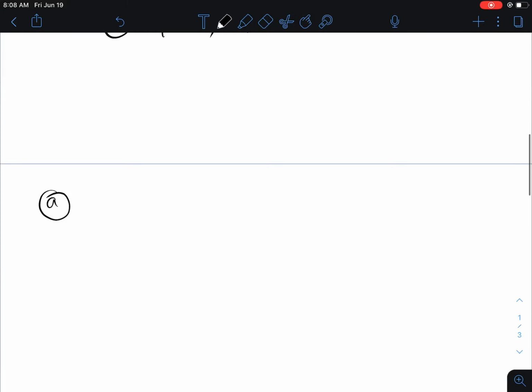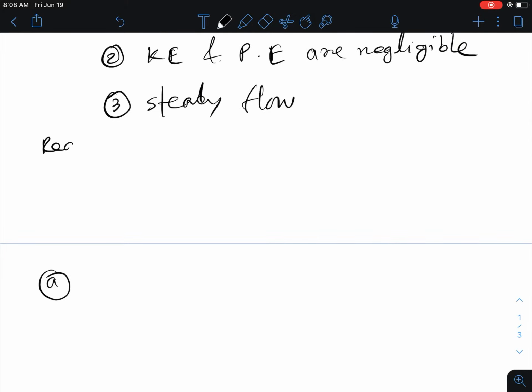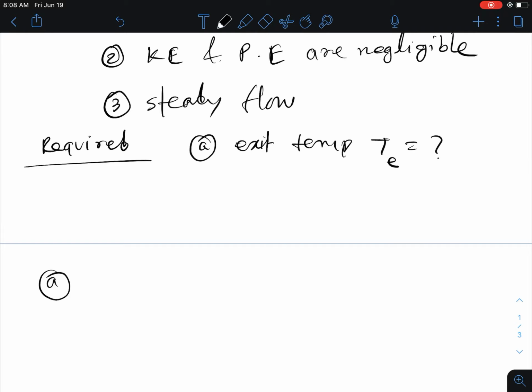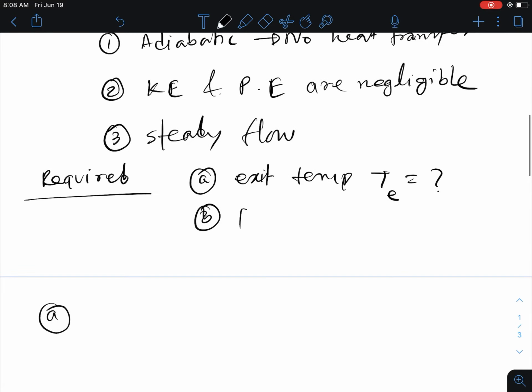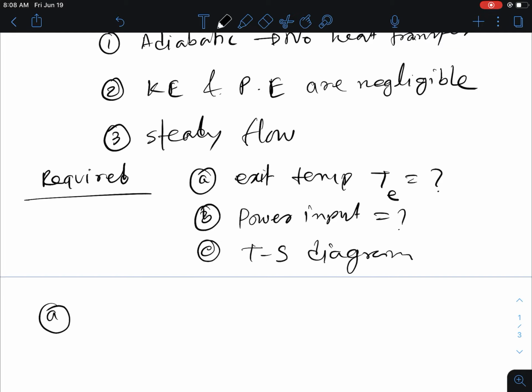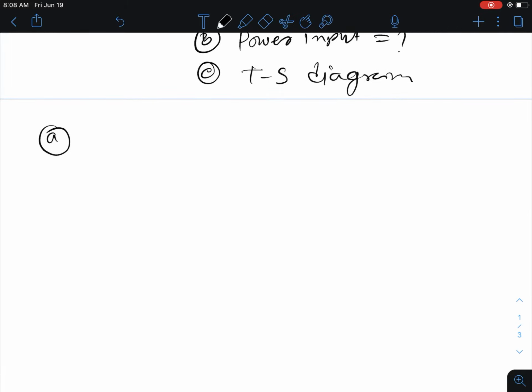So let's write those equations. Let me write the requirements first. What are the things it's asking for? First, it's asking for the exit temperature, T_e or T2, whatever you say. B is the power input, and C is the T-S diagram, right?